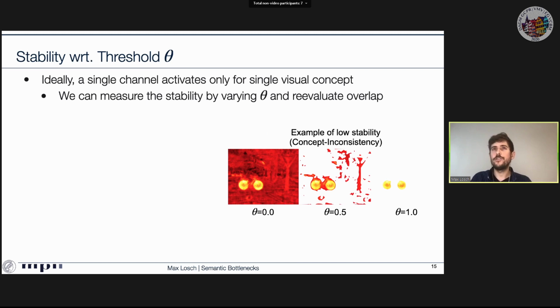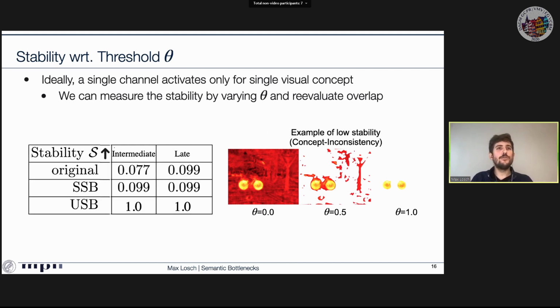Just to take a few steps ahead and give you a glimpse of the problem: if we calculate this stability and put it in contrast with our AUIC, then the original representations have a very, very low value for stability. The SSBs, the supervised semantic bottlenecks, do as well. Only the unsupervised semantic bottlenecks have a very high value, since they are binary in the output.